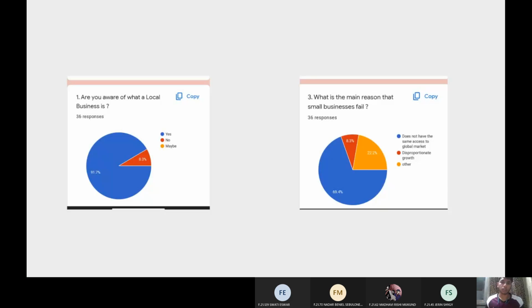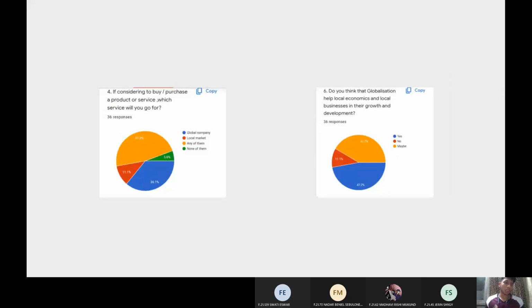The next question we asked was, if considering to buy or purchase a product or service, which service will you go for? Where 47.2% of the respondents replied any of them, and 36.1% go with a global company, whereas 11.1% said they will choose to buy it from a local market, whereas 55.6% replied none of them.